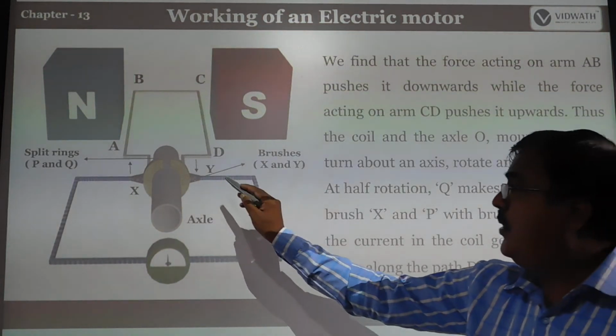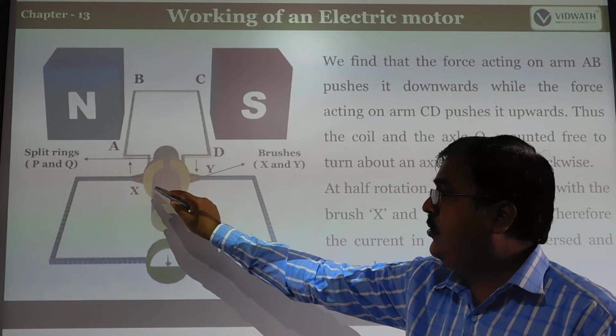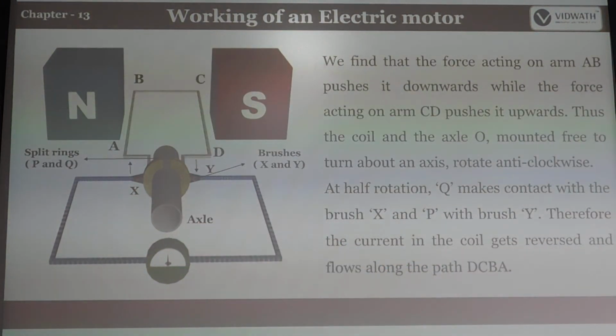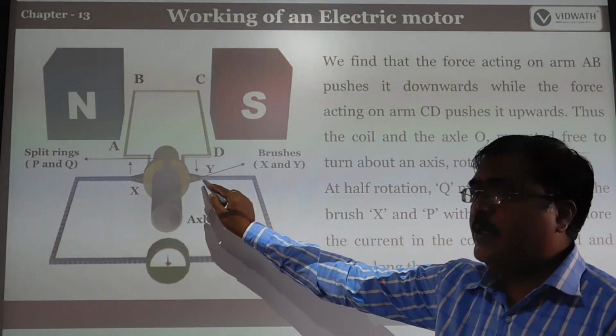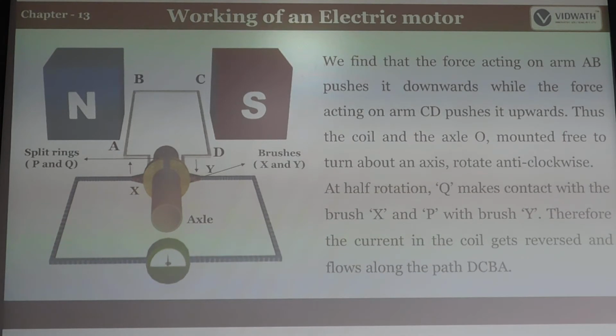So you can take P and Q. So what happens to P? It should be connected to X, and Q will be connected to Y. So P is with the brush Y. When the rotation starts, what happens? P touches Y, and Q touches X. They can be seen. So these two half rotations are completed.